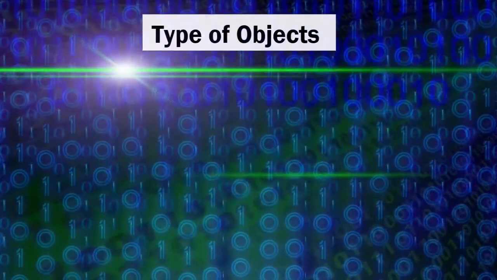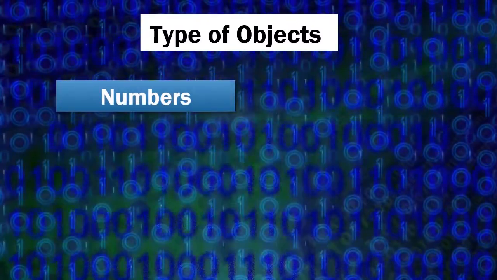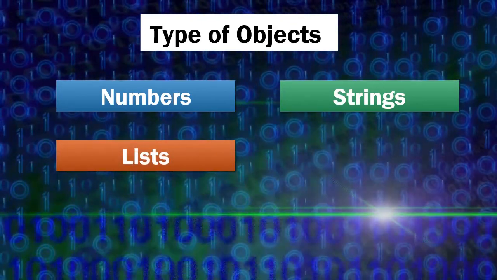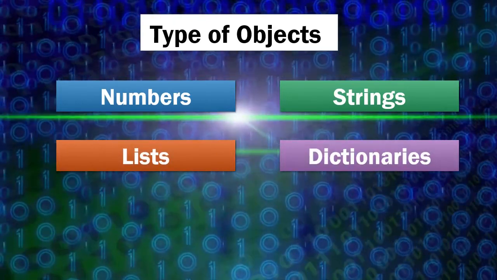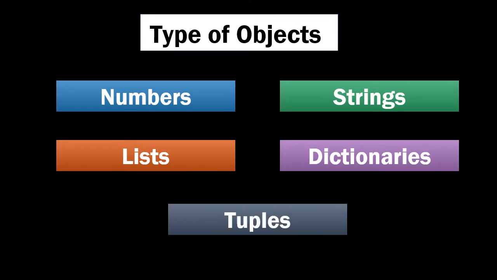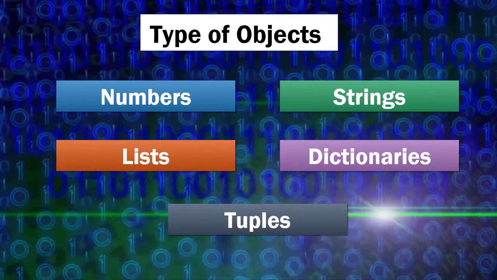Object refers to any entity in a Python program. Python has some standard built-in object types: numbers, strings, lists, dictionaries, tuples. These are some of the examples of objects in Python. There are several other object types as well, but for now we will focus only on the most useful ones for a data scientist.